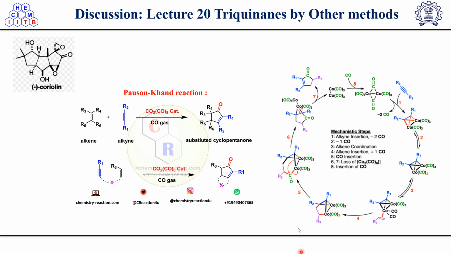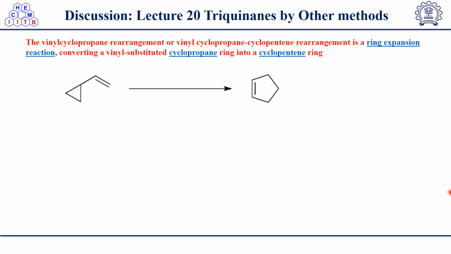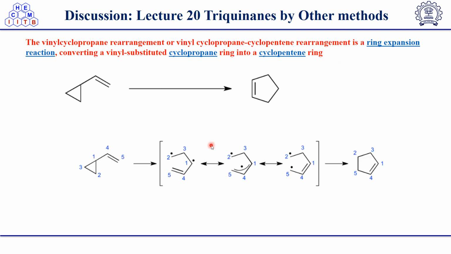So that is the Pauson-Khand reaction. Then the next rearrangement we saw was the vinyl cyclopropane rearrangement, or vinyl cyclopropane cyclopentene rearrangement, which is a ring expansion reaction which converts this kind of vinyl substituted cyclopropane ring into a cyclopentene ring. So here is the mechanism.